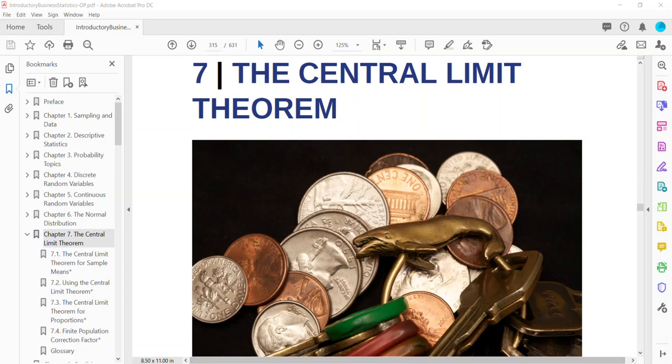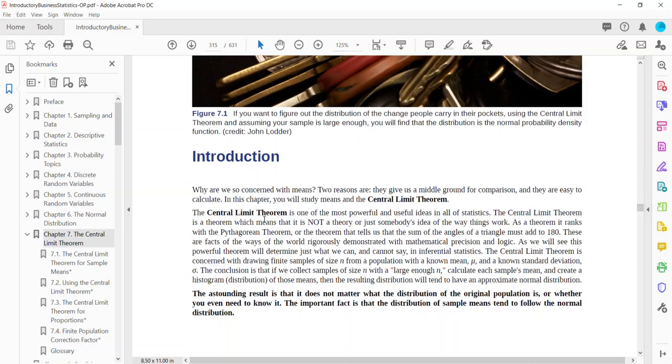Hello class, I'm here to talk about chapter 7. Chapter 7 is talking about the central limit theorem, which I'm going to be calling CLT. Right here, your book does tell you that the CLT is one of the most powerful and useful ideas in statistics.